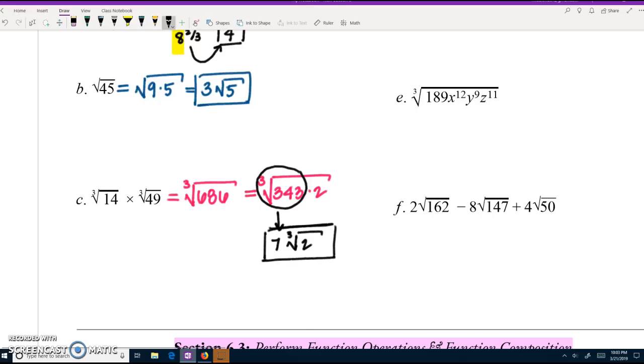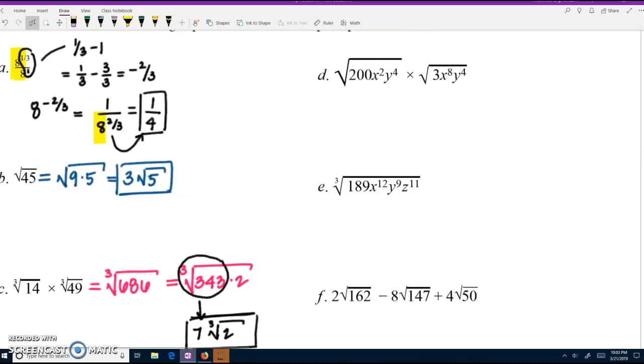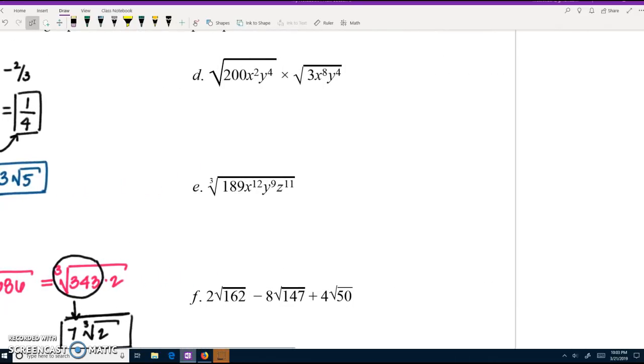So that's our final answer for part C. We've got 3 more simplifications, all that are dealing with roots. So let's check out what's happening with D. Here we have one square root times another square root. So we are just fine to multiply everything together underneath one square root and then simplify from there.